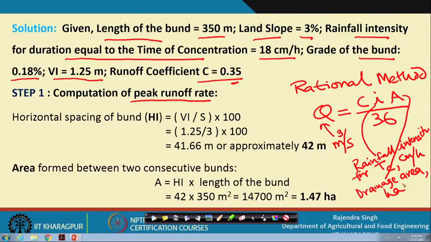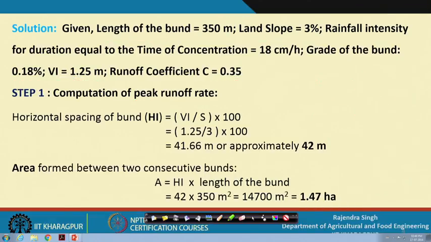So, that means we need to know for this CIA, and in this problem C is already given, I is already given. So, we have to find out A, that is the drainage area, and obviously because we are talking about the graded bunds, the area lying between two consecutive bunds, that is the drainage area we are talking about in this case. So, we have to find that out. Let us see how to do that.